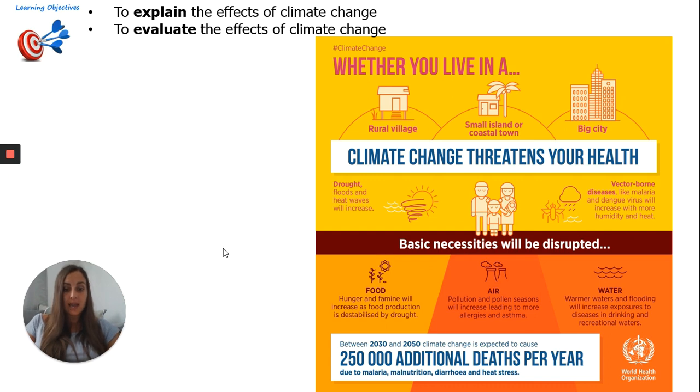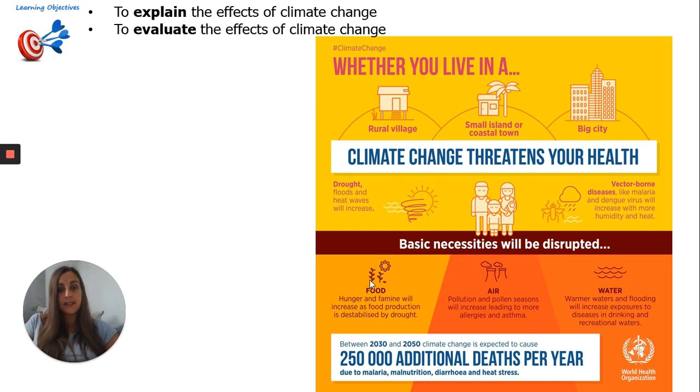There are some bits here about basic necessities being disrupted, so food. There might be hunger and famine increasing, as it's more difficult to produce crop yields due to droughts and potentially places becoming more desert-like. Air pollution is going to lead to massive health problems like asthma and other respiratory illnesses. And then water, warmer waters and flooding, is going to expose us more to diseases in our drinking water. So it can have huge impacts on our health, as well as what we've already had a look at today.